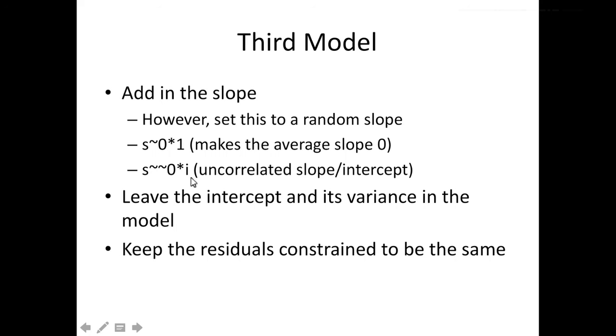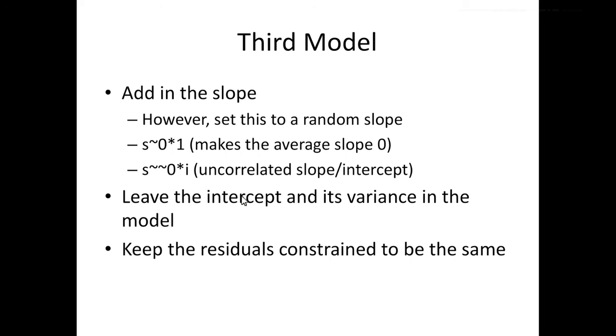So right now we're leaving slope and intercept uncorrelated, and we're leaving in the intercept and its variance. So we're adding this to the model. We're not changing the second model. This is an addition, and we're still keeping the residuals constrained. So really what we're doing is letting the slope variance be estimated, and so this variance hopefully is greater than 0. But we're still forcing the slope to be 0.